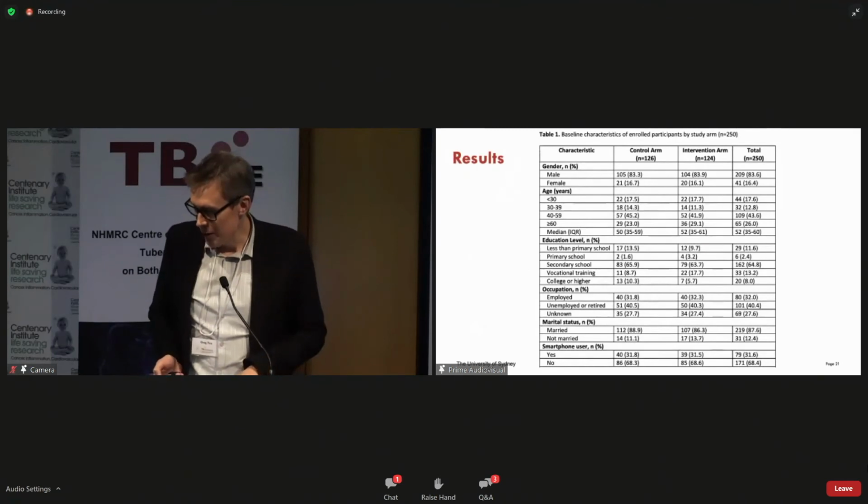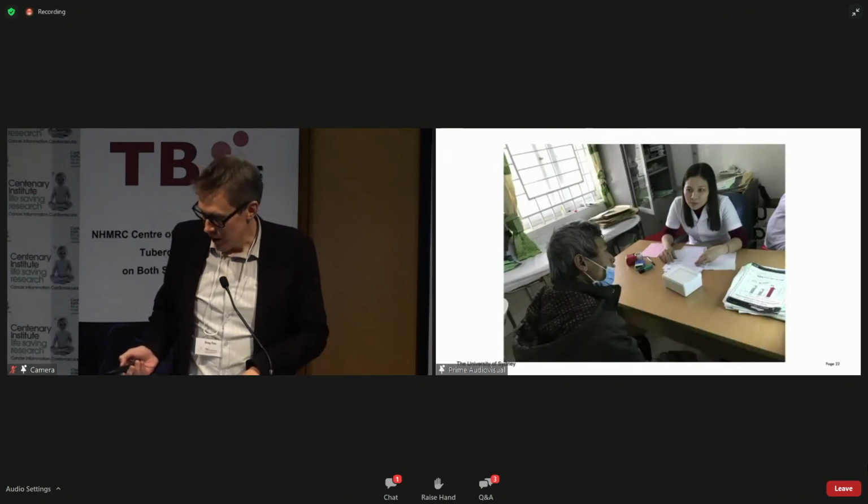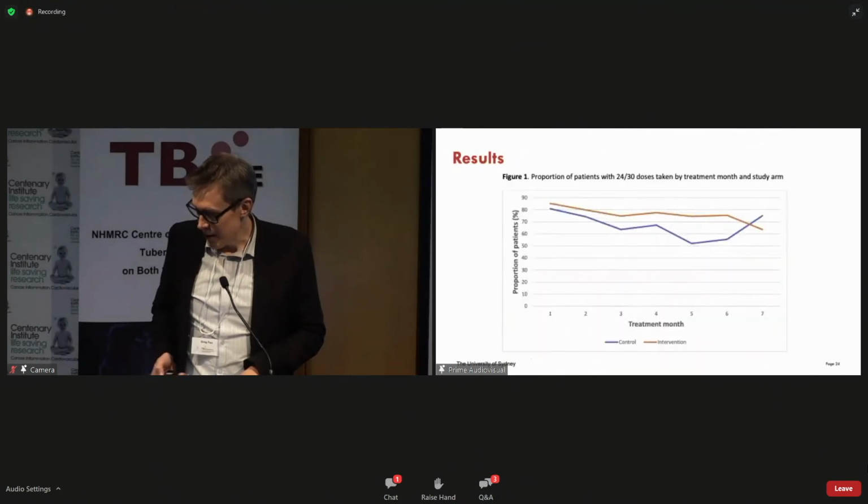We recruited 250 people, and you can see most of them are men. The majority had at least secondary school education, and around 40% of them were unemployed or retired. And you can see that previously, only 30% had been smartphone users. This is a picture of one of the doctors in the clinic with the Wise Pill box on the table. And I'll just skip through here to show the results.